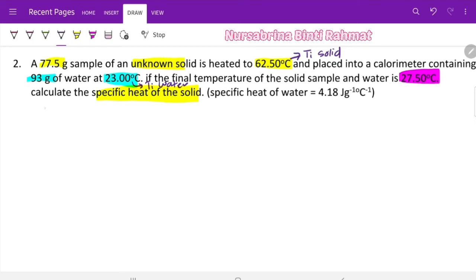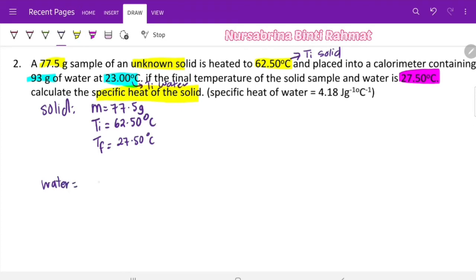For the solid, mass equals 77.5 gram, initial temperature equals 62.50 degrees Celsius, and final temperature equals 27.50 degrees C. Whereas for my water, the mass of water used in this one is 93 gram. The initial temperature of my water is 23, and my final temperature of the water is 27.50 degrees Celsius.